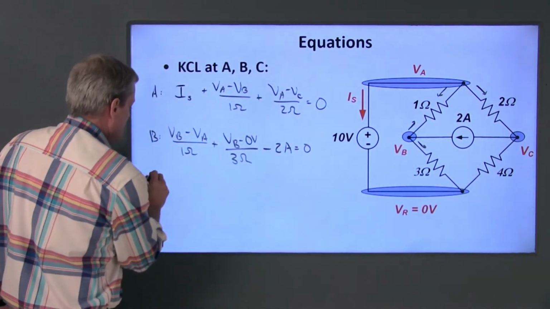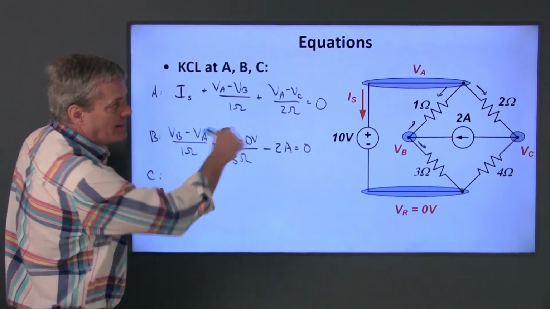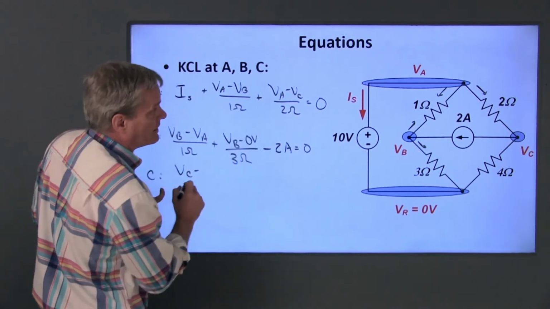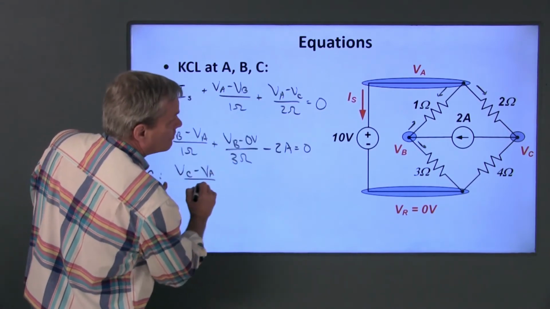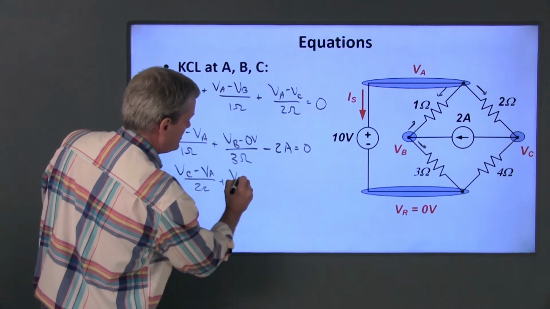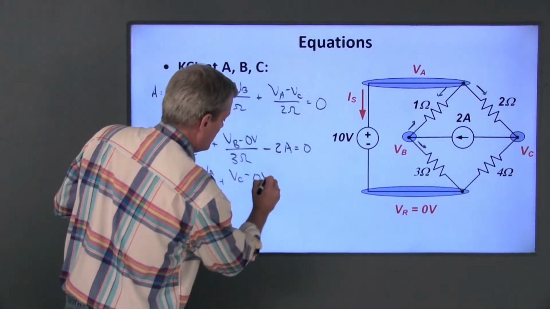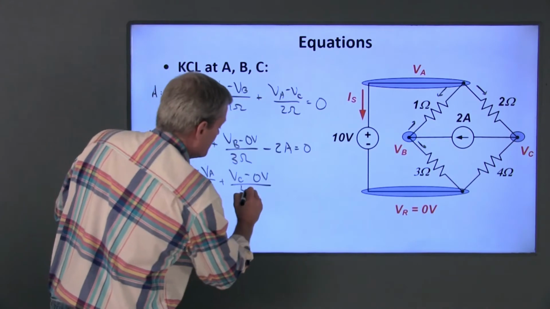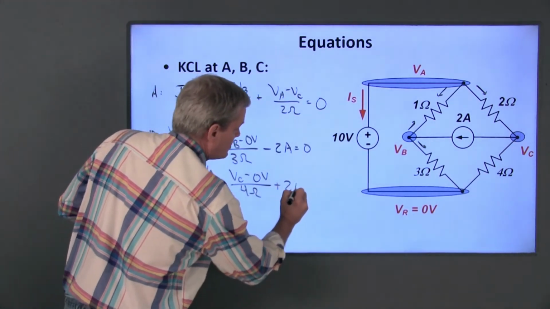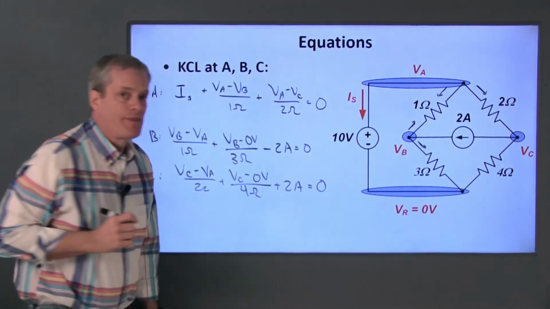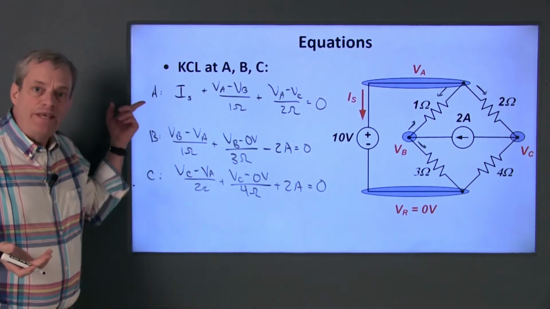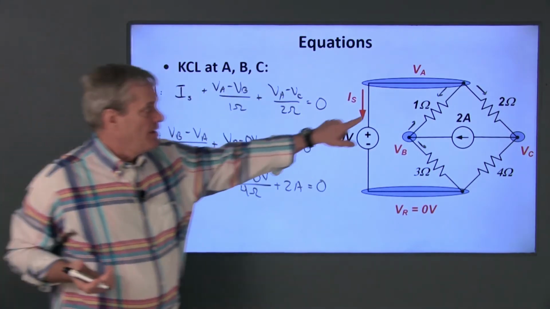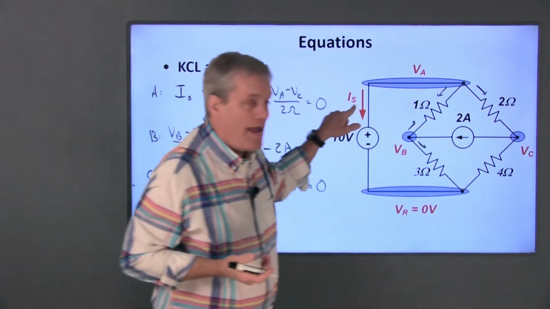Finally, at node C, I get (VC minus VA) over 2 ohms plus (VC minus 0) over 4 ohms plus 2 amps is equal to 0. This gives me 3 equations in 4 unknowns: VA, VB, VC, and IS.